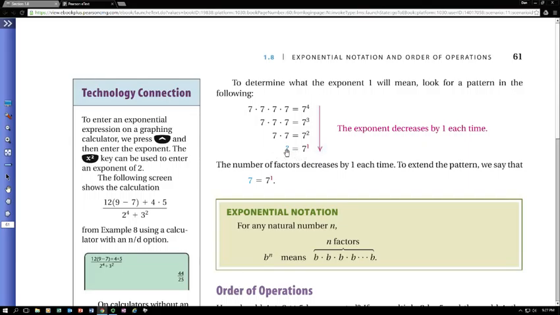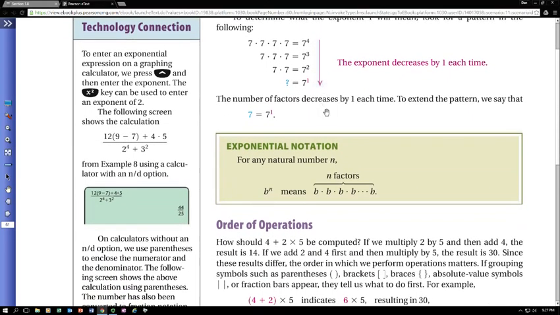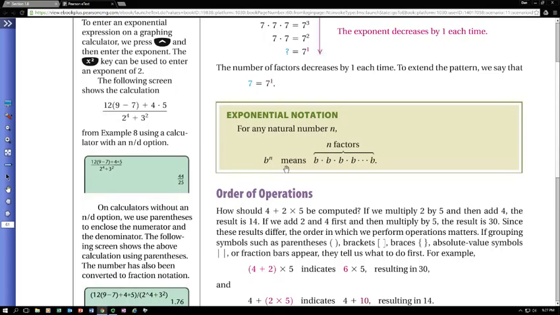It would actually just be 7. And if I continued on, what do you think 7 to the 0 power would be? We'll come back to that later. So the number of factors decreases by 1 each time. To extend the pattern, we say 7 is the same as 7 to the 1 power. In other words, 7 is a factor once, which kind of makes sense when you think about what that actually means. So here is the algebraic way for the definition of exponential notation.